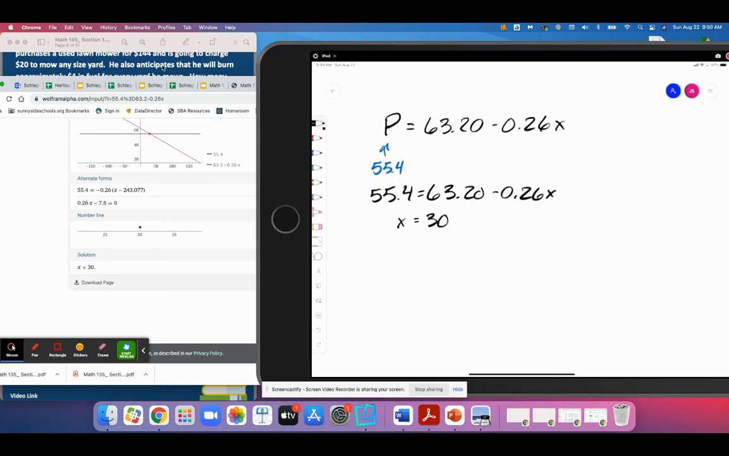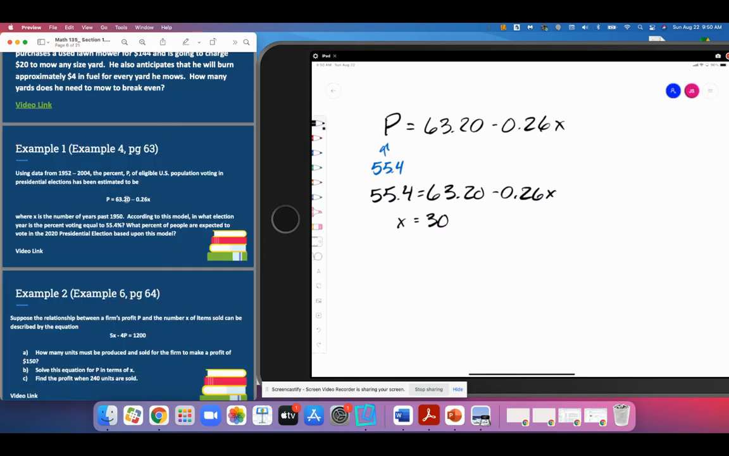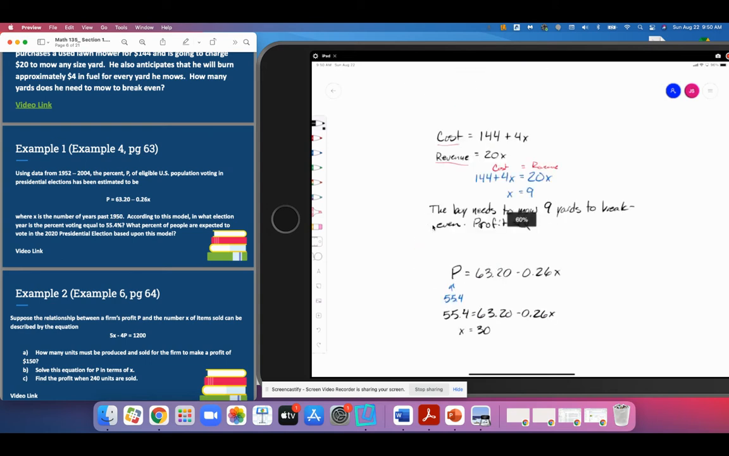Now remember, in this course, you're always going to write a sentence describing what that number means. This is not a course where you just get an answer and that's it. We are going to say that that 30 means that, if we remember from this equation, x represents the number of years past 1950. So 30 years after 1950 is 1980.